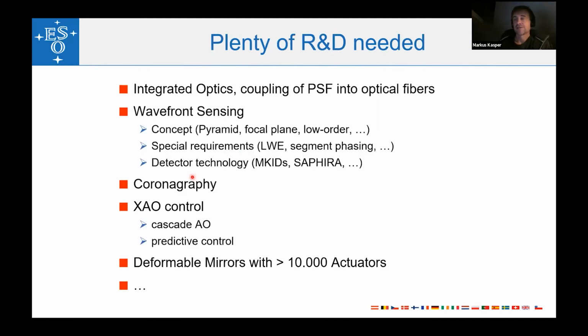Just the list of R&Ds that are needed. This is something that I quickly wrote down, it came into my mind. For such an instrument, lots of areas of R&D are needed. Wavefront sensing, different wavefront sensors. You have low wind effect, you have segment phasing, petaling, the detector technologies, which type is the best coronagraph for our system, and so on and so on.